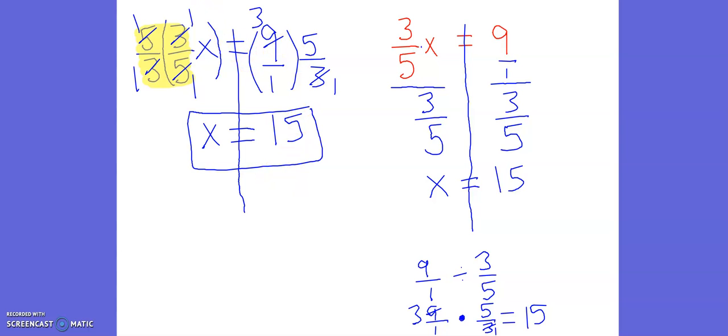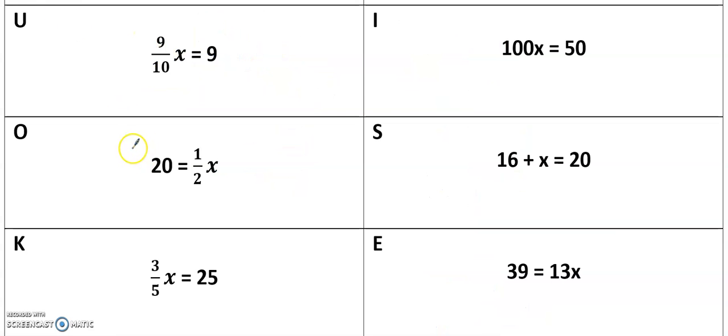And it looks like I still have time on the video, so how about we tackle one of these? Okay, 9/10 x equals 9. I could divide both sides by 9/10, or I could multiply both sides by the reciprocal of 9/10. I'm going to do this one, because it might look a little confusing having the variable on the right side of the equal sign instead of the left side.